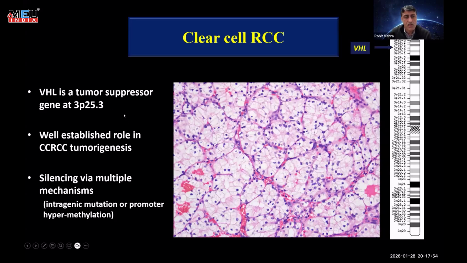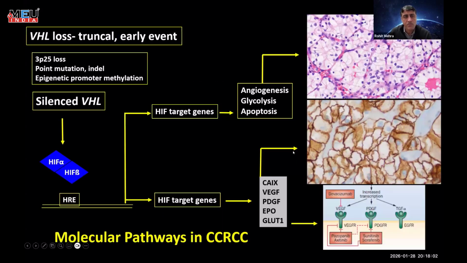VHL is a tumor suppressor gene at 3p25, which is implicated in a high majority of clear cell renal cell carcinoma, and it can be silenced via multiple mechanisms. Once VHL is lost, there is stabilization of the HIF proteins, which in turn leads to overexpression of various HIF target genes. And overexpression of these HIF target genes leads to enhanced metabolic phenomena like angiogenesis, glycolysis, and apoptosis.